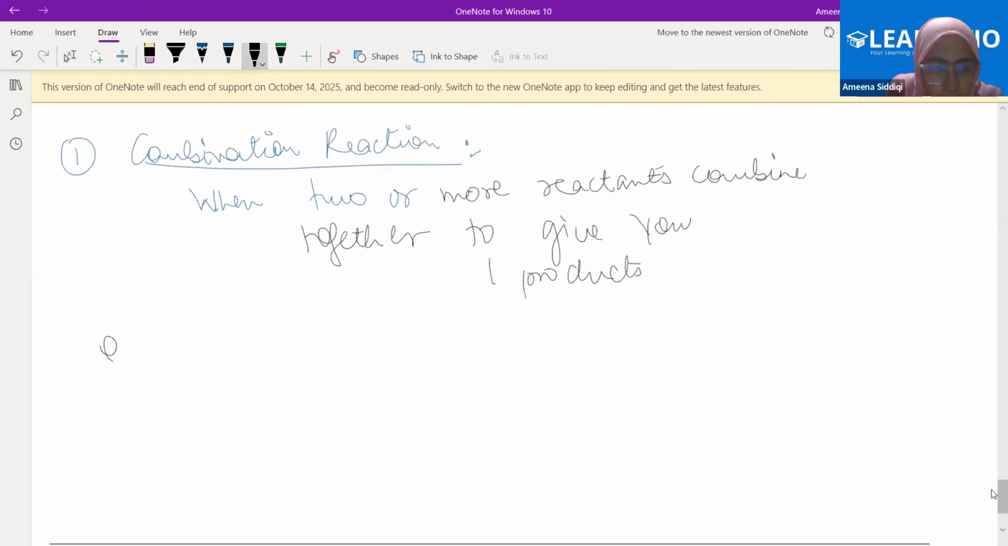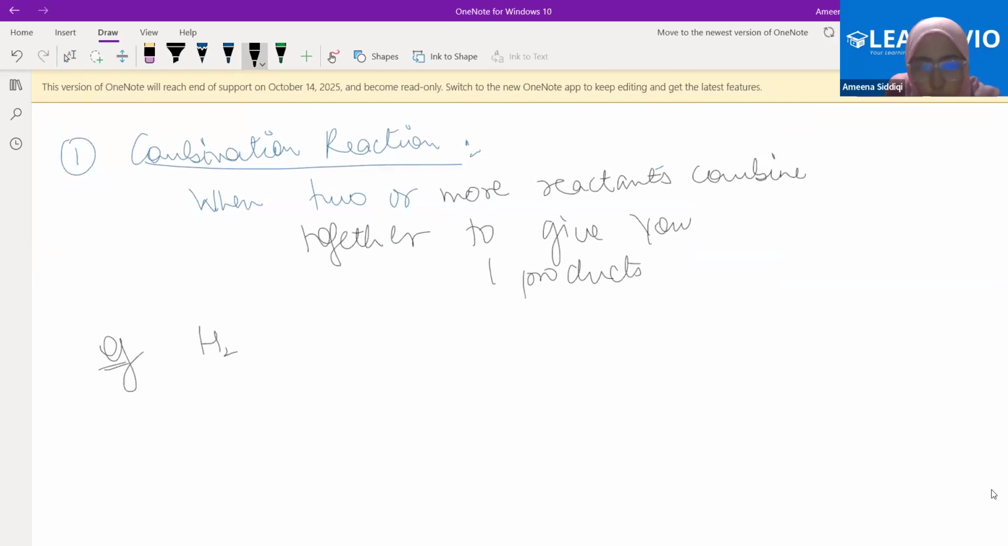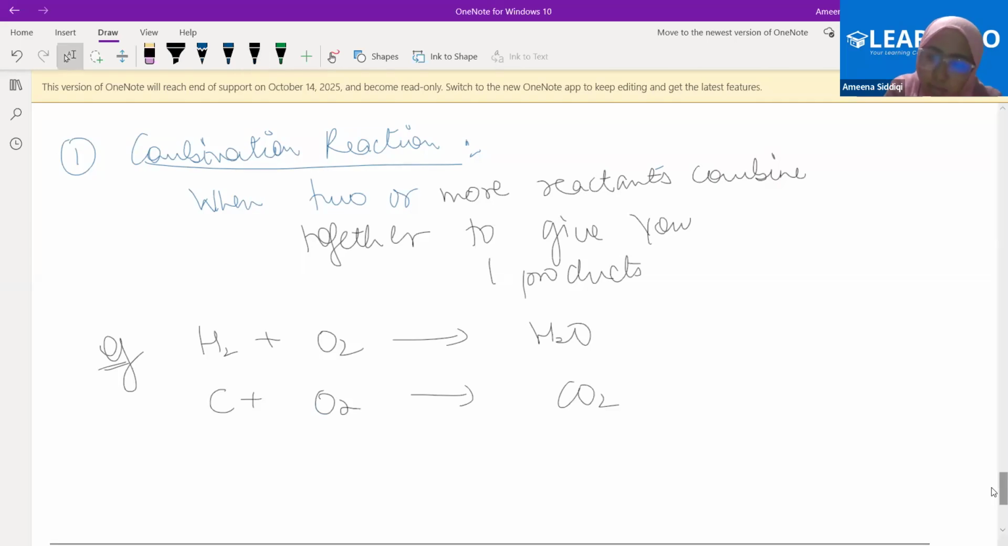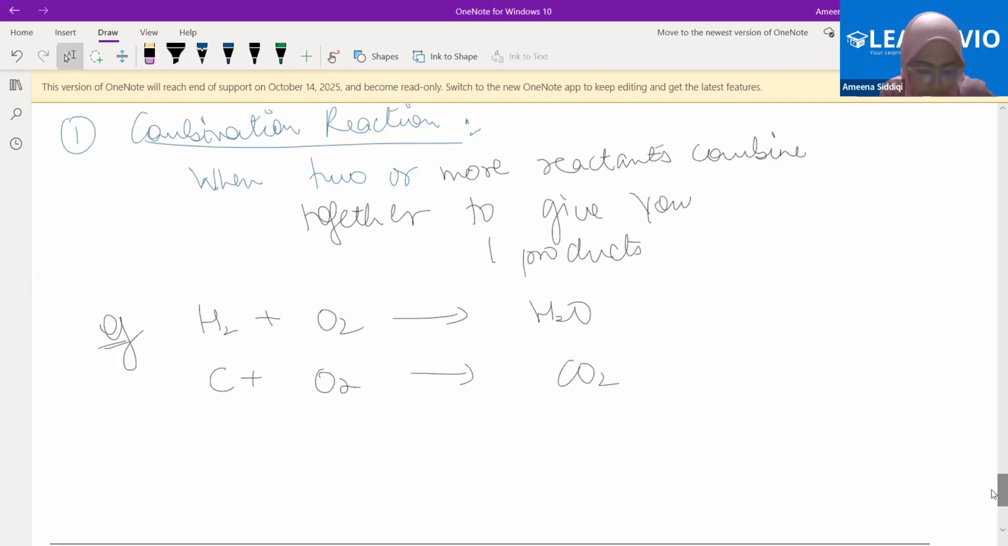Let's see the example. H2 plus O2 gives you H2O. How many reactants do we have here? Two. How many products? One. So can I call this a combination reaction? Yes. Another example, carbon plus oxygen gives you carbon dioxide. Again, combination reaction. Any other example that you can give me right now?